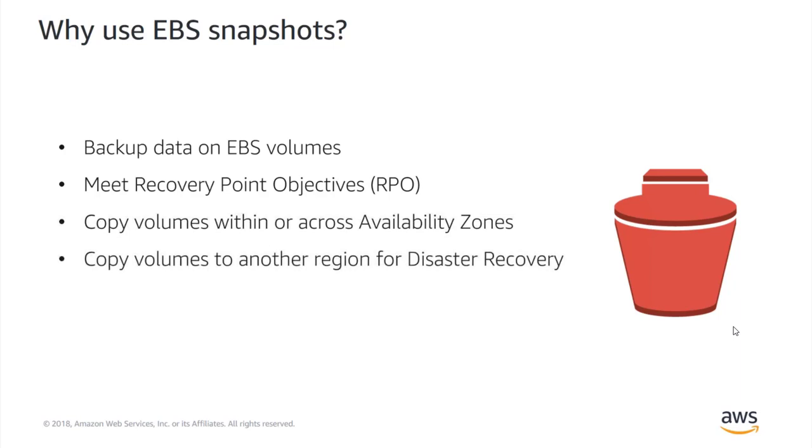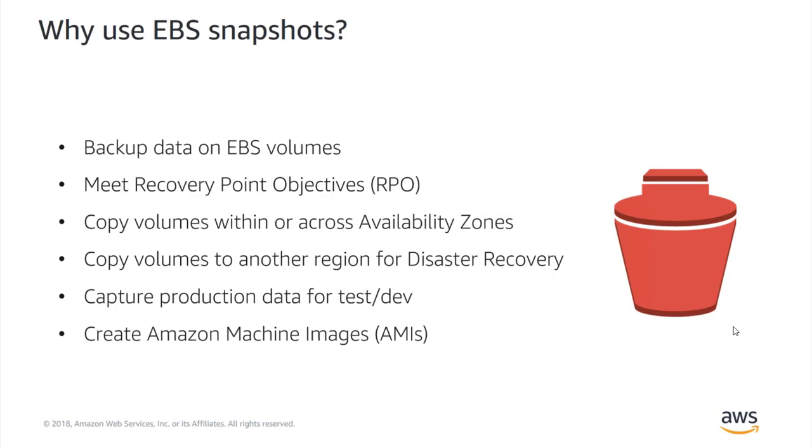For disaster recovery, customers can use snapshots to copy volume data across AWS regions. We also have customers that want to make sure they are testing against production data. So they will take snapshots of production volumes and then share those snapshots with their test and dev accounts. And finally, EBS snapshots store the data behind Amazon machine images.